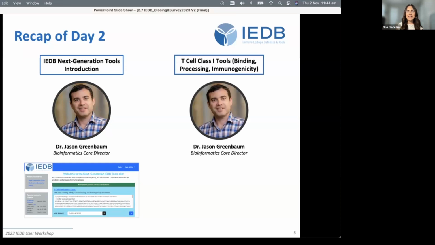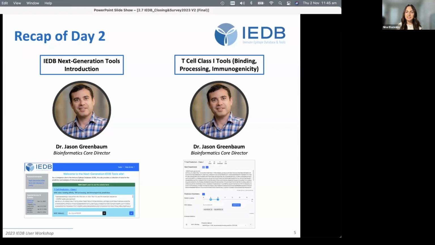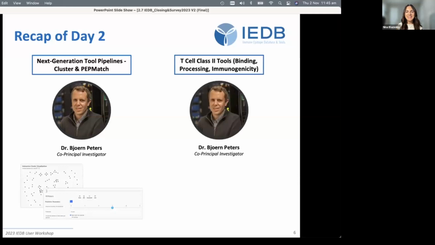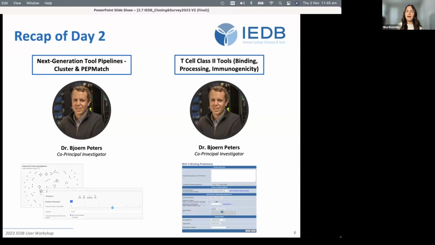After that, we had Double J present the T-cell class 1 tools, binding, processing, and immunogenicity, and that was, of course, on the Next Gen Tools platform. After that, we had Bjorn present the Next Gen Tools pipelines, which included the cluster tool and PepMatch tool. So that's what they look like here. And then again, Bjorn, we had T-cell class 2 tools, binding, processing, and immunogenicity. That was, of course, on our legacy site, the analysis resource. And it's very much on our radar for future releases to implement MHC class 2 on the Next Gen site as well.